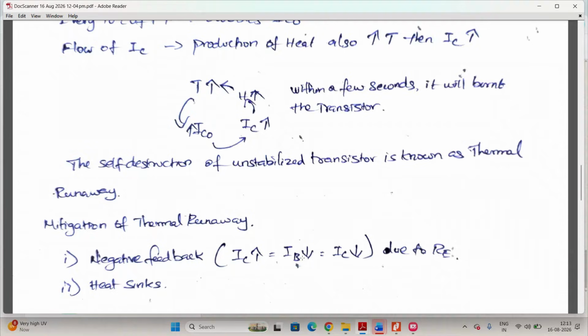Again, it will avoid more current flowing through the collector region. So this will reduce the value of the collector current. Due to the emitter resistance also being considered here, in self bias voltage divider bias, the feedback can control your main collector current. This is one of the mitigations when thermal runaway is taking place.